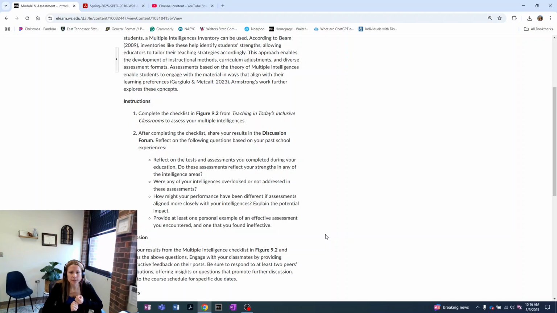Okay, so reflect on the tests and assessments you completed during your education. Think about back when you were in school. Did those assessments reflect your strengths in any of these areas? Were any of your intelligences overlooked or not addressed in these assessments? So when you're going through and looking at where you are, did you ever have teachers that looked at your strengths in those areas, right? How might your performance in school look different if the assessments they gave you were aligned with your intelligences, and explain the potential impact? And then lastly, you're going to provide at least one personal example of an effective assessment you've encountered.